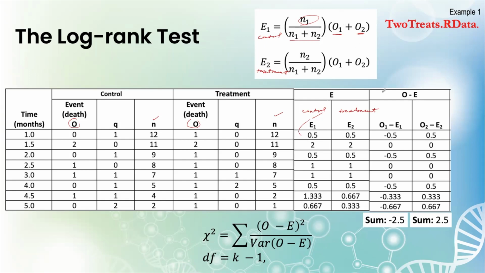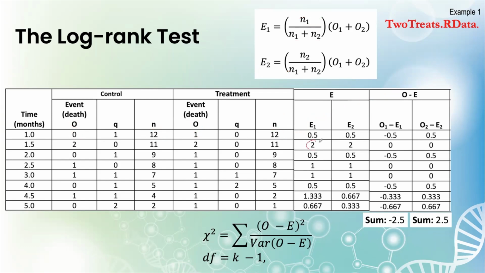So this 0.5 is calculated as N sub 1, so that is 12, over N sub 1 plus N sub 2. So this is your N sub 1 and N sub 2. So N sub 1 plus N sub 2, we have 12 plus 12, times O sub 1 plus O sub 2. So that's 0 plus 1. So that's 12 times 1 divided by 24. That's why this is 0.5.